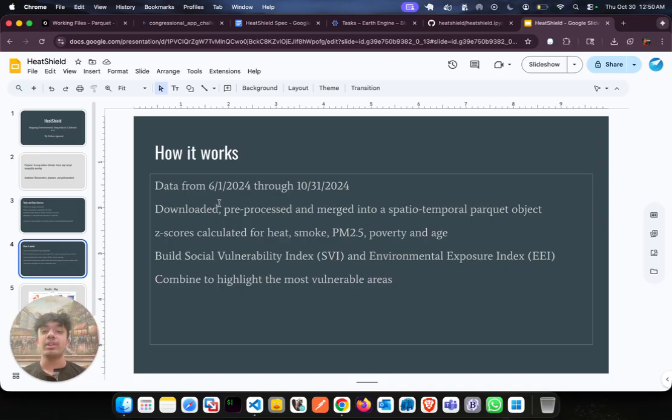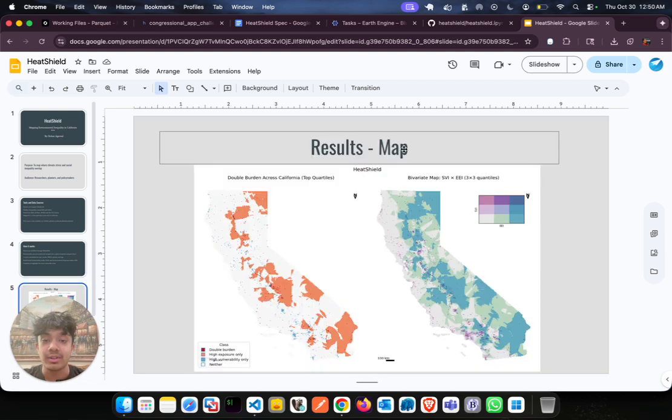Each variable is then standardized into a z-score and combined into two indices, SVI, the Social Vulnerability Index, and EEI, or the Environmental Exposure Index. These are then combined on the map to highlight the most vulnerable areas.